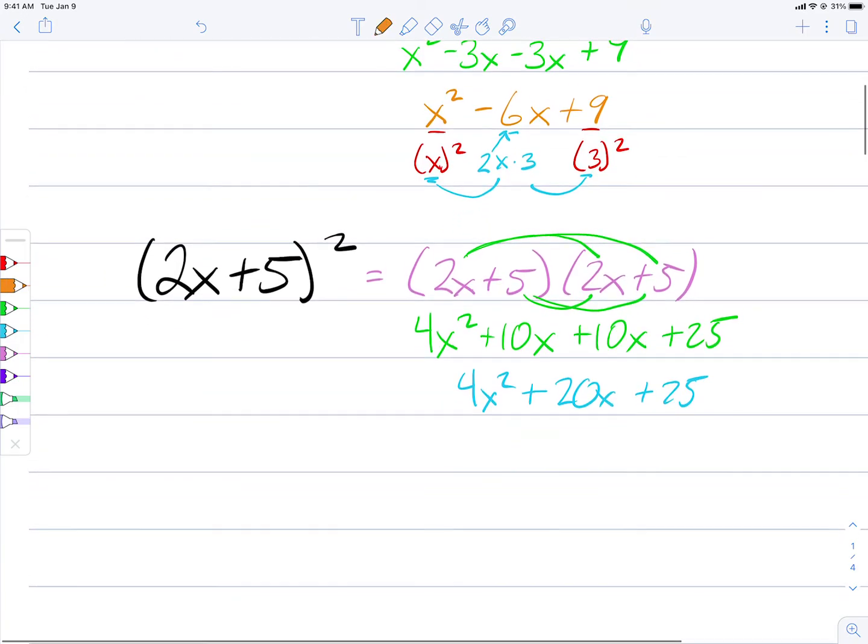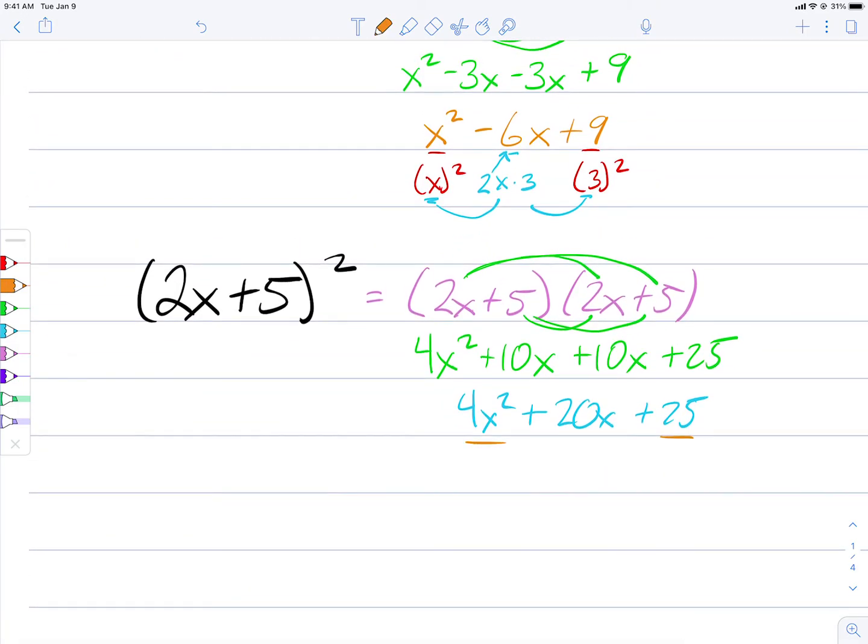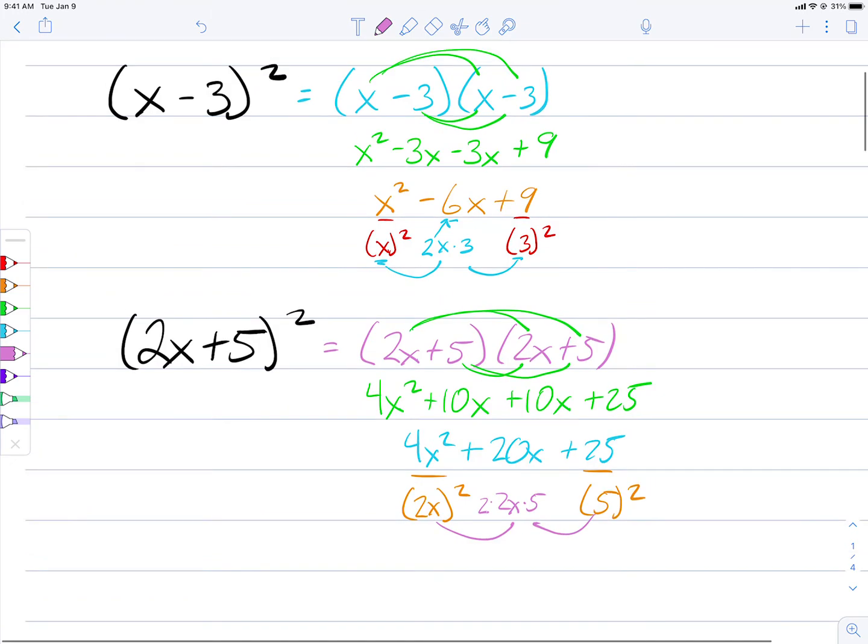Well, I'm noticing again that my first and last term are still square terms. This is a 2x being squared, and this is a 5 being squared. So can I use those numbers to get my middle term? If I multiply my 2x and my 5 together, 2 times 5 is only 10. I would need another 2, just like I did on the last one.